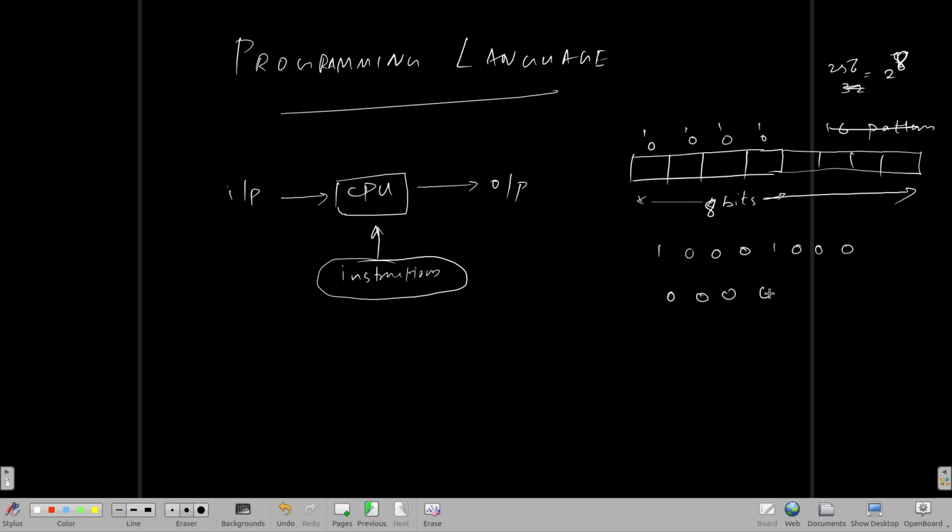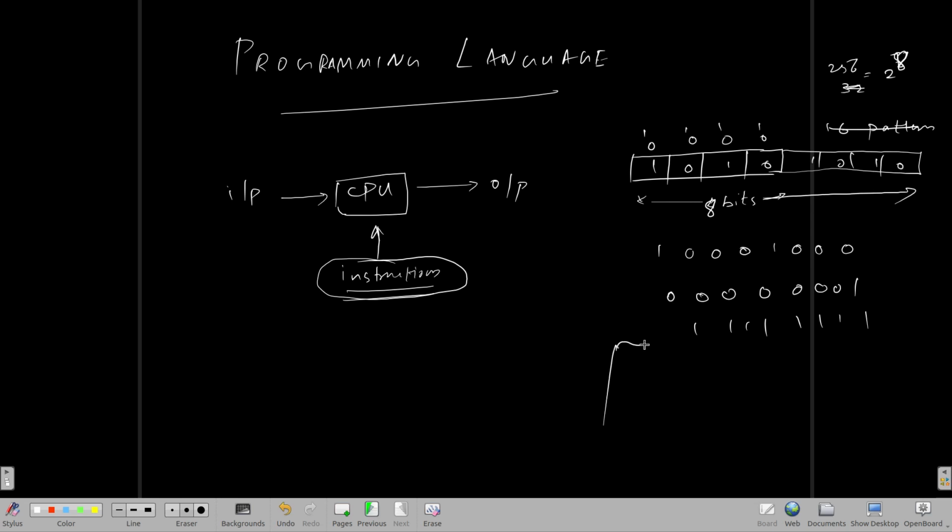Or you can have 00000001, right? Or 11111111. So you can have different patterns. So a pattern is one thing. How you assign a certain meaning to it, that is what gives a purpose to the pattern. So the way we use instructions is that any instruction you write will be some sort of a pattern of ones and zeros. It will be stored in a memory, right?